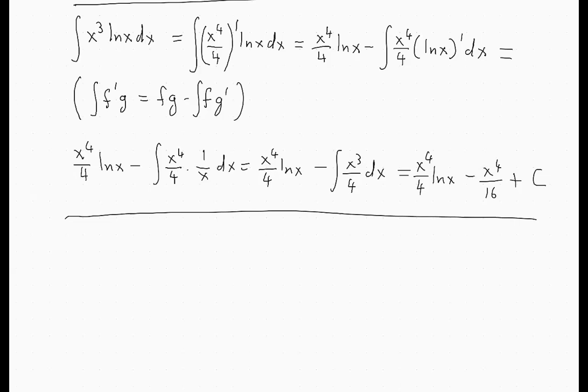So we want the integral of cotangent of x dx, and this is a classical substitution. So cotangent is what? It's cosine over sine.